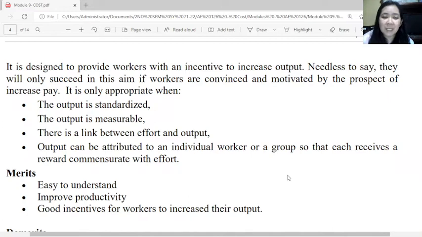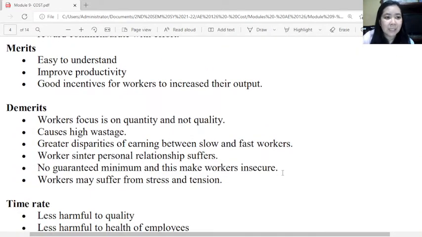So basically, the piecework plan is appropriate when output is standardized and can be measured. There is also a link between the effort and the output that can be attributed to an individual worker or a group, so that each will receive a reward that is reasonable for their efforts. Okay, so that is for the piecework.